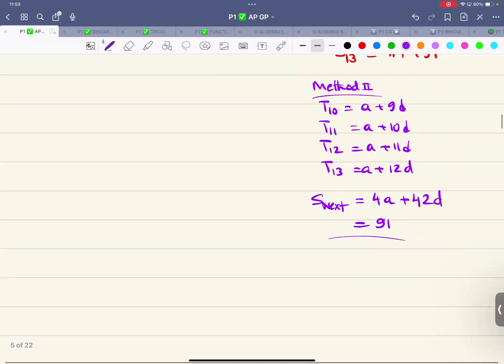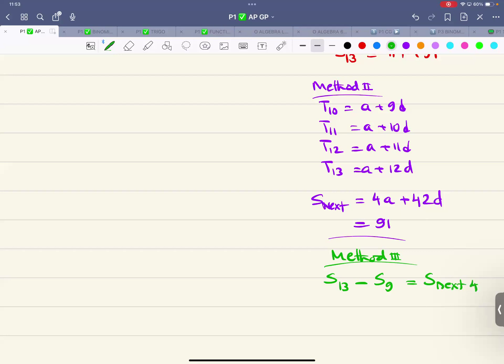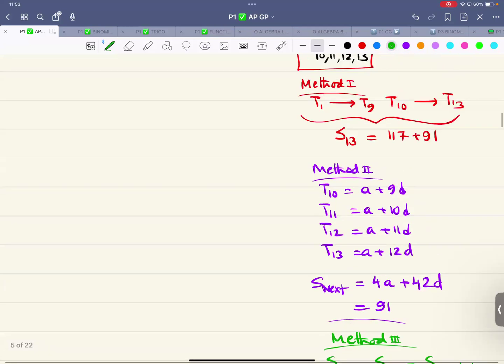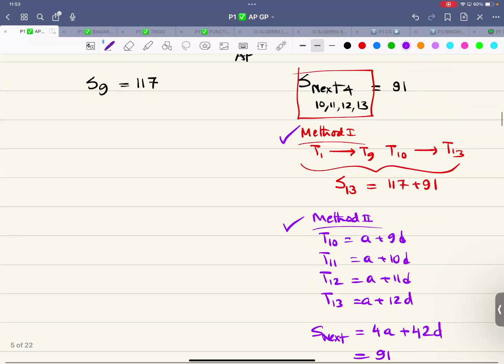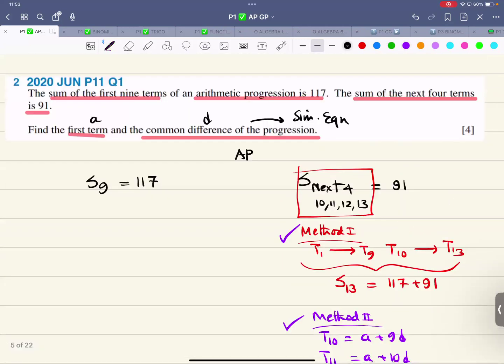Of course, you also have this third approach. I'm not going to use it, but I'm just writing it down. That is the sum of 13 terms minus the sum of the first 9 terms will give me the sum of the next 4 terms. So that is also an option. I think I would prefer to use either method 1 or method 2. So let me just write down the equation.